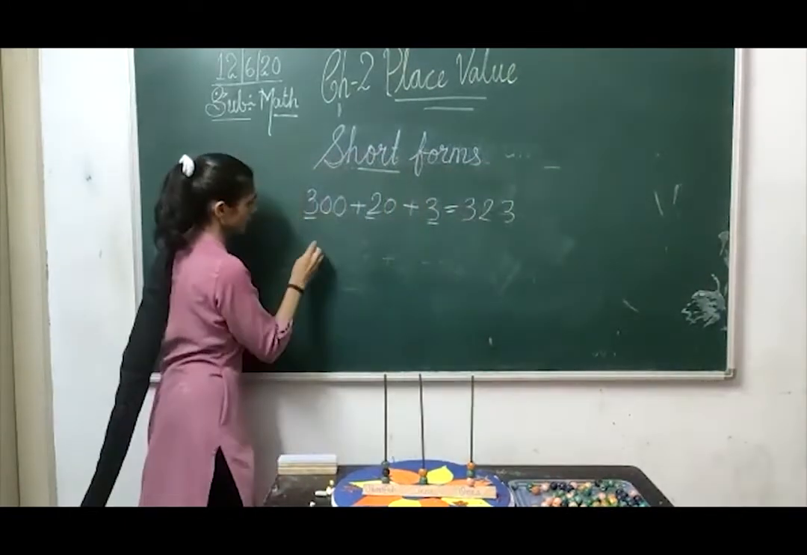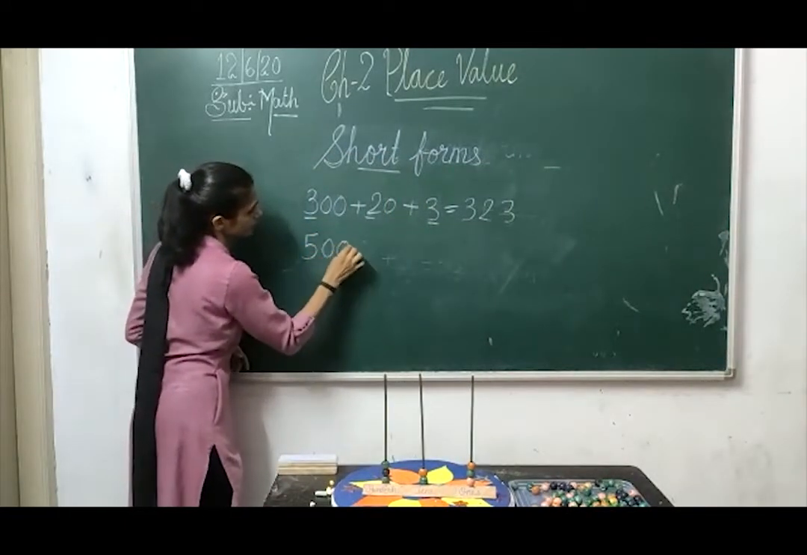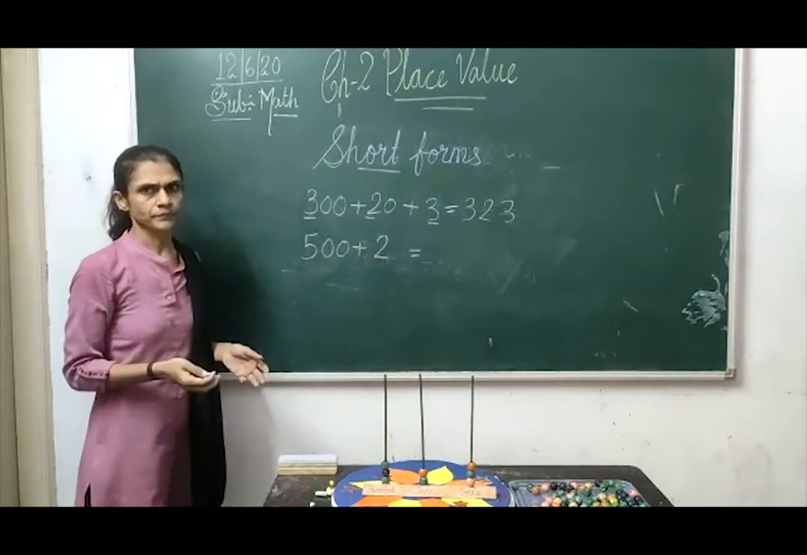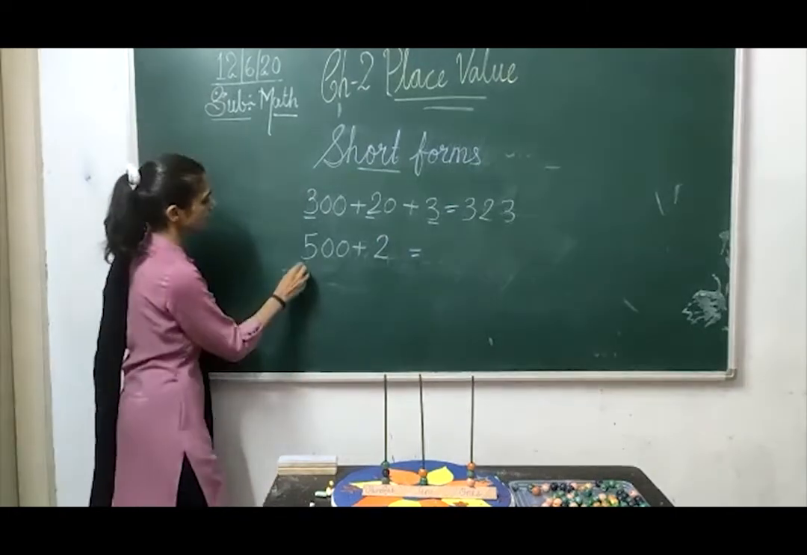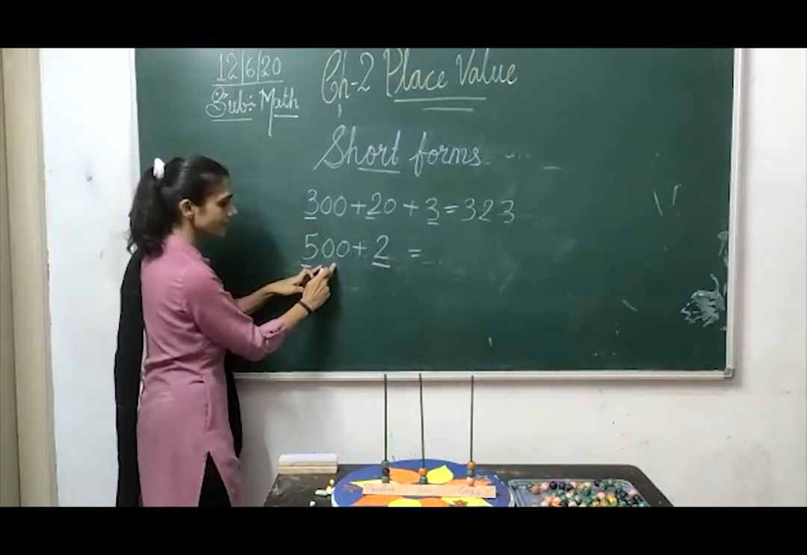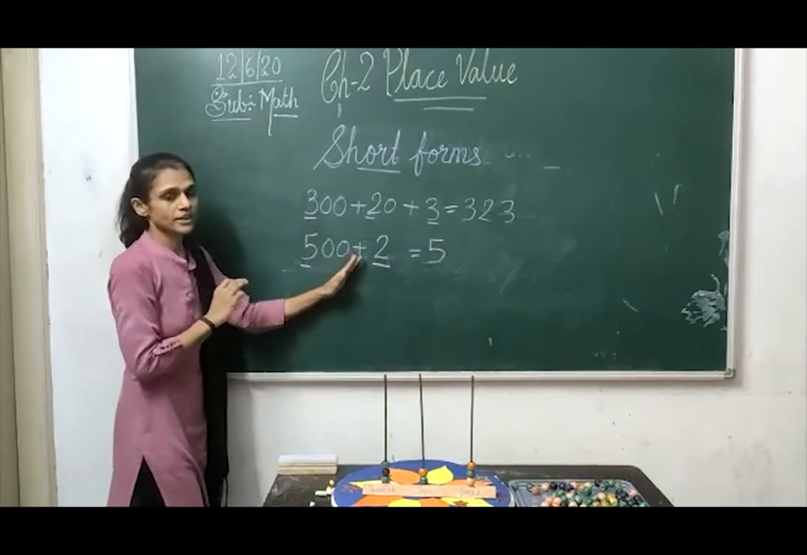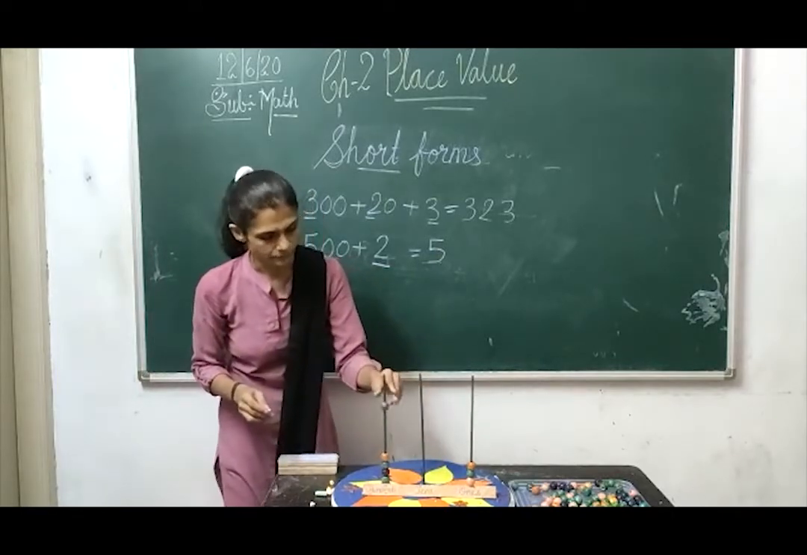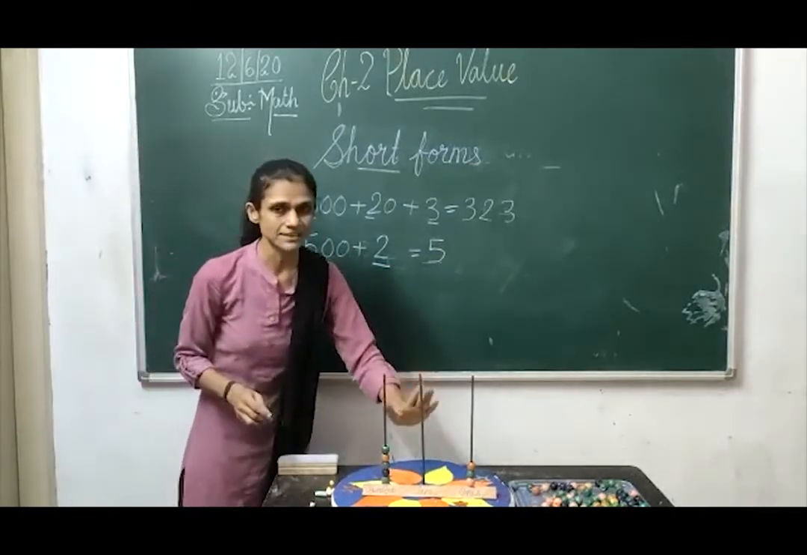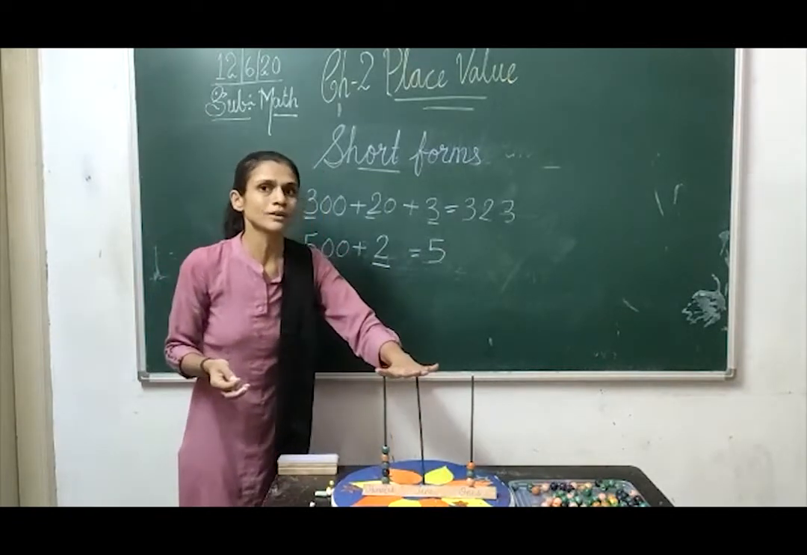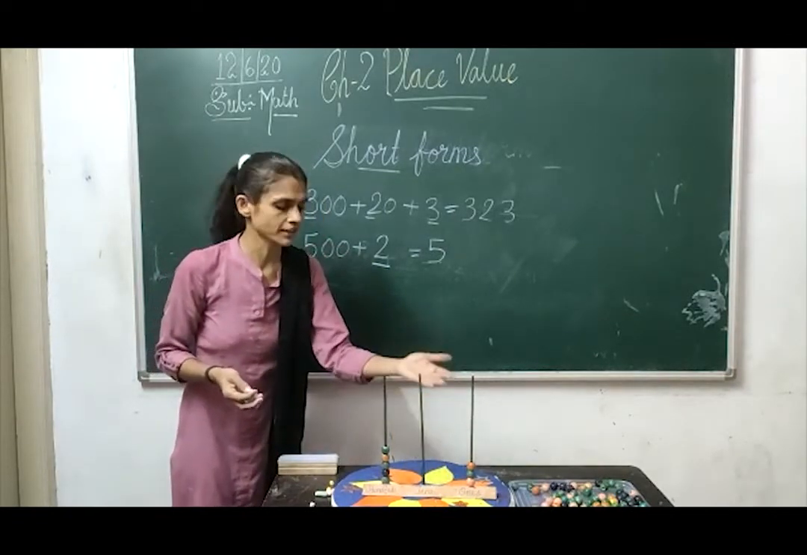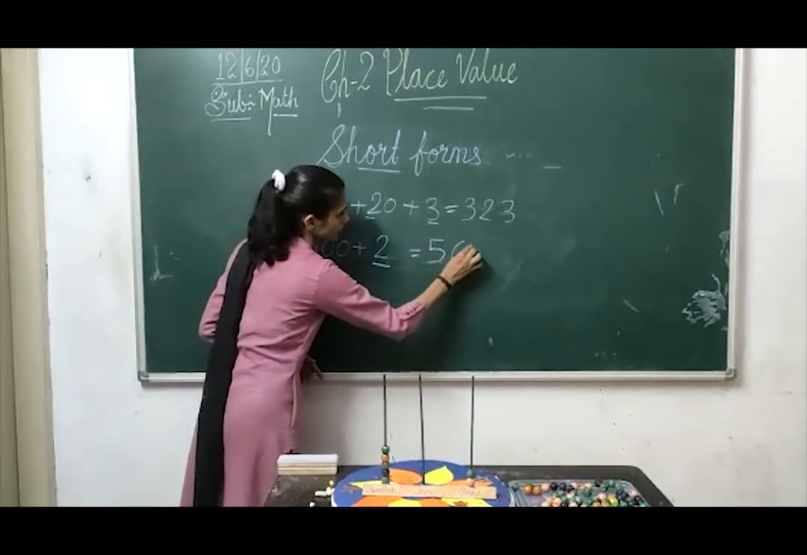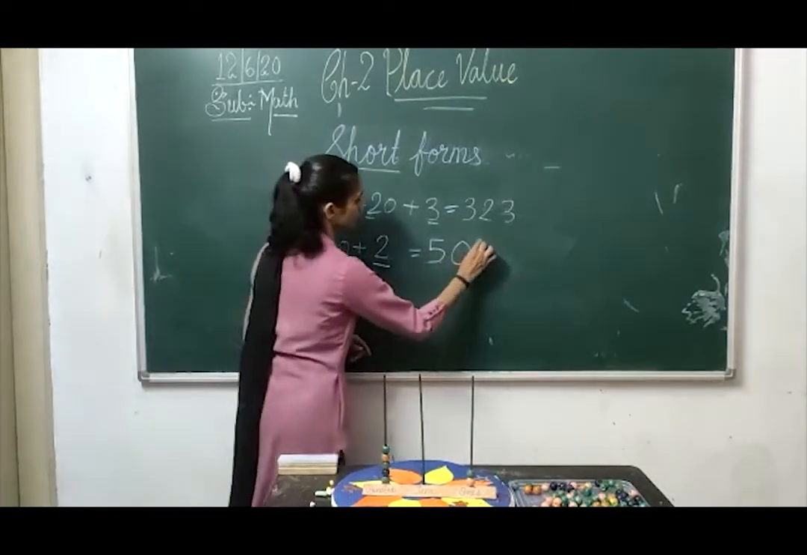One more example I am showing you. If I write 500 add 2, how should I write it in short form? I will look like this. In the 100s place 5 is there, but the 10s place is not given at all, because no beads were there. Then what should I do in the tens place? I will put 0 here. And in the ones place I will put 2.